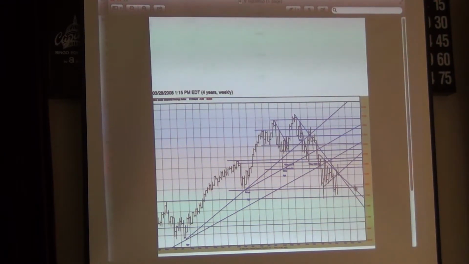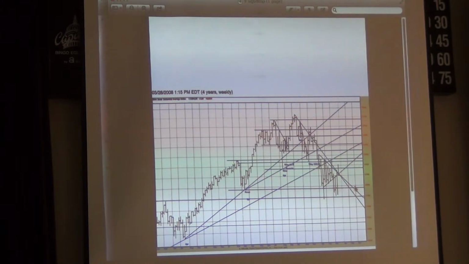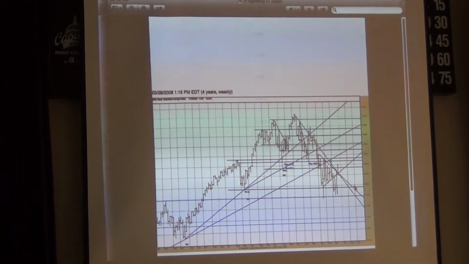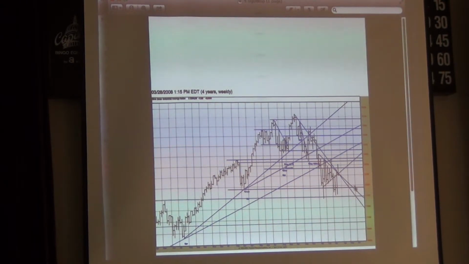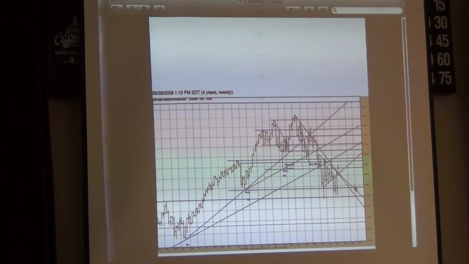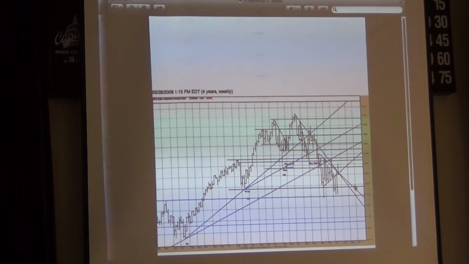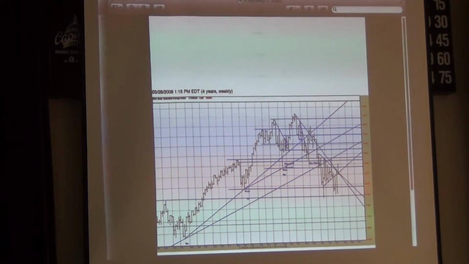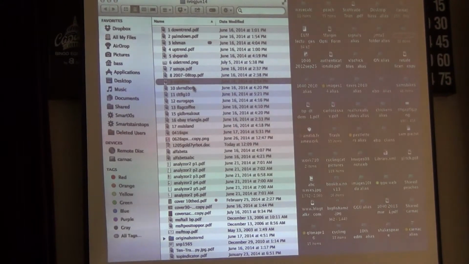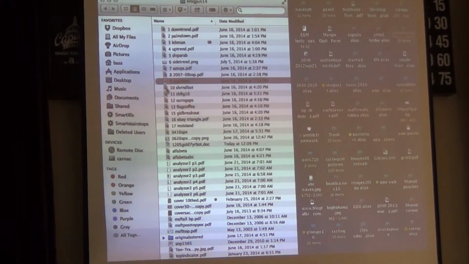I like all your lines, but I don't know how to draw them. Because I'm going to show you all kinds of lines. You do it with a ruler. In fact, I have a book called Zen Simple, Beat the Market with a Ruler. And believe me, it works. I'll get to those in just a minute.